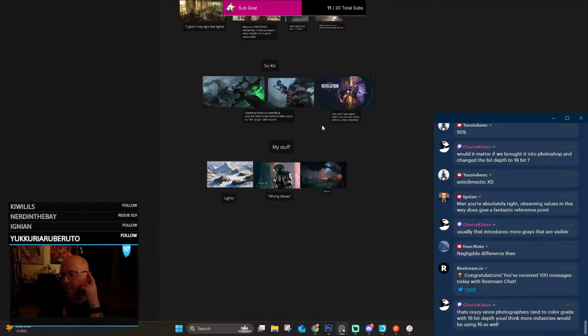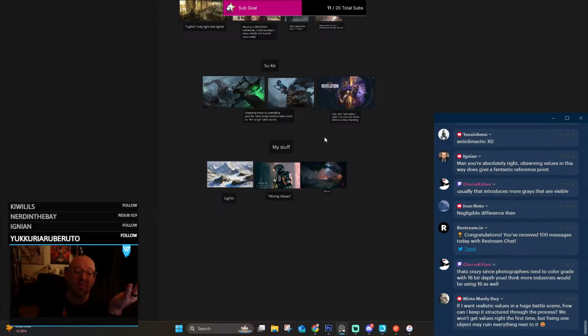Tend to color grade with 16-bit depth. You'd think more industries would be using it. Well, maybe photographers do. Maybe animation might. I'm not familiar enough with it, but no, because 8-bit keeps the file size down, and whenever you're dealing with CMYK printers, in this regard of tabletop role-playing games and stuff like that, it doesn't matter as much, and in fact, it might actually be cheaper. I don't know how, but it might be.